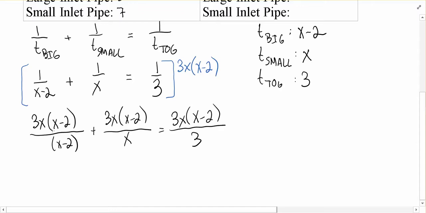So in the first fraction, the x minus 2's divide out, leaving just the 3x. In the second fraction, the x's divide out. As I distribute the 3, I get 3x minus 6. And on the right side, the 3's divide out. And if I distribute the x, I get x squared minus 2x.